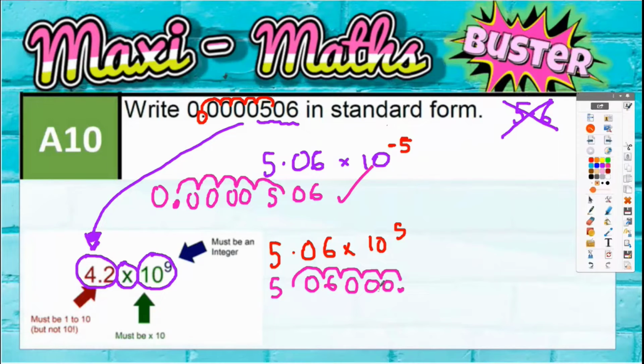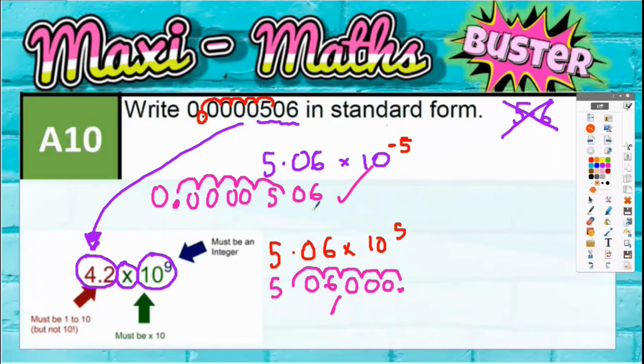And that is the major difference between a negative power and a positive power. So the negative power of 10 is 0.0000506, like we had in the question. The positive power of 10 is 506,000.